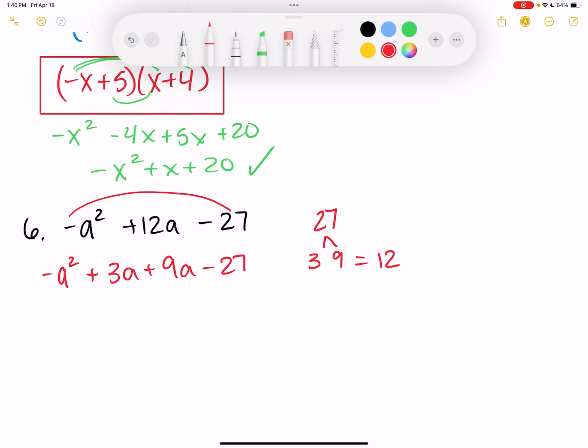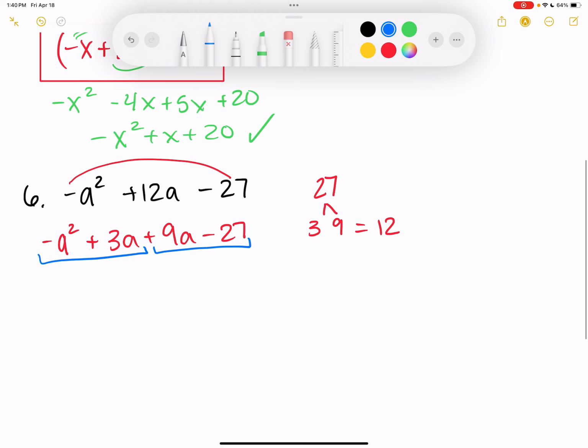So I've got these first two grouped together, and then the last two grouped together. So what do these two things have in common? Well, let me rephrase. It was confusing how I said it. They both have an a. Anything else? Nope. Okay, so I'm going to take out an a. And what does that leave me with for this first grouping?